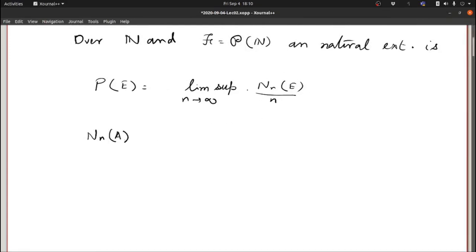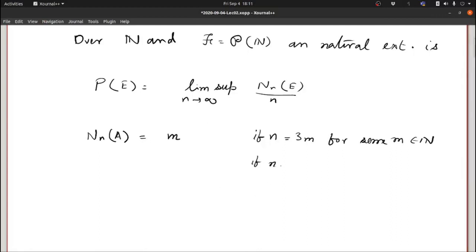To compute this one, I need to find out what is N_A. Note that if my n is of the form 3m for some m, then how many of the 3m integers are divisible by 3? We know there are exactly m integers which are divisible by 3. If I take n equals 3m plus 1, how many are divisible by 3? It remains m. Similarly, if n is of the form 3m plus 2, then it is also m.